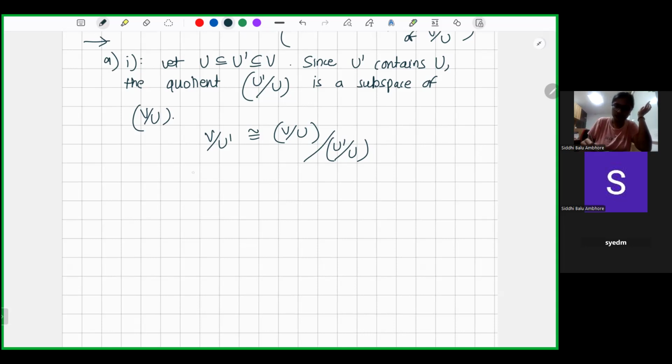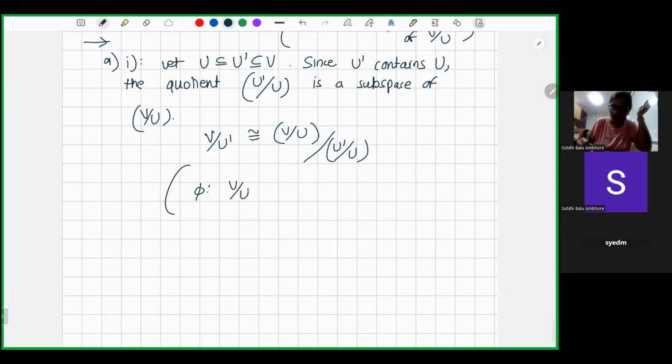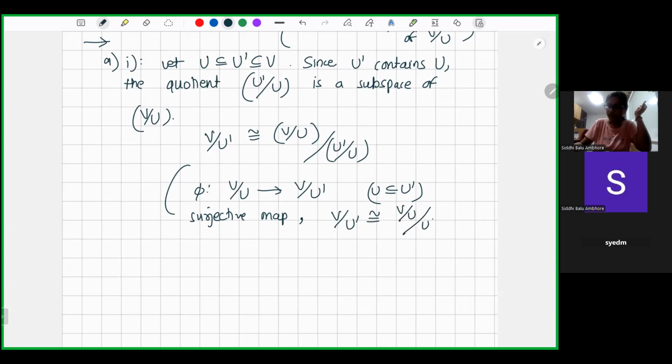So we define a map phi from V quotient U to V quotient U dash, and since U is contained in U dash, this becomes a surjective map, not an isomorphism. Therefore V quotient U dash becomes isomorphic to V by U quotiented by U dash by U. And we can check that the kernel of this map will be U dash quotiented by U.